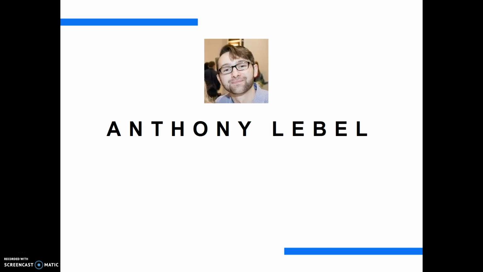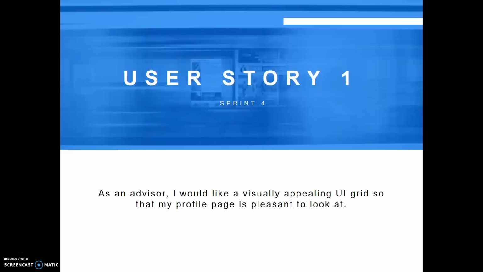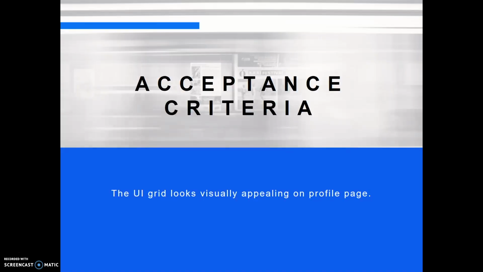Hello, this is Anthony LaBelle with Team Free Labor, and I'll be going over my user stories and acceptance criteria for Sprint 4. For my first user story, as an advisor, I would like a visually appealing UI grid so that my profile page is pleasant to look at. The acceptance criteria: the UI grid looks visually appealing on the profile page.